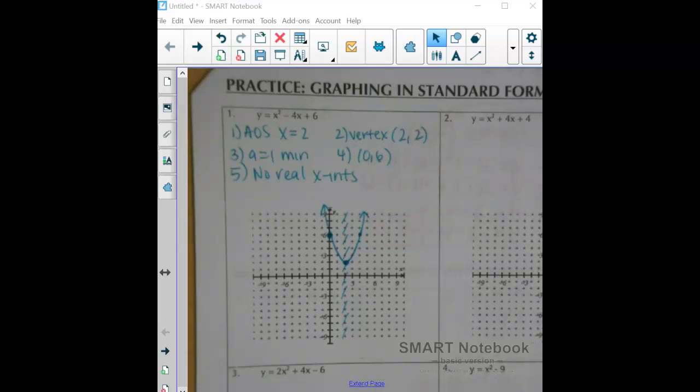Last 3 questions, and then I promise I'm done. We're going to go ahead and look at the last page, and we're going to start out by looking at question 3 at the top of that page.